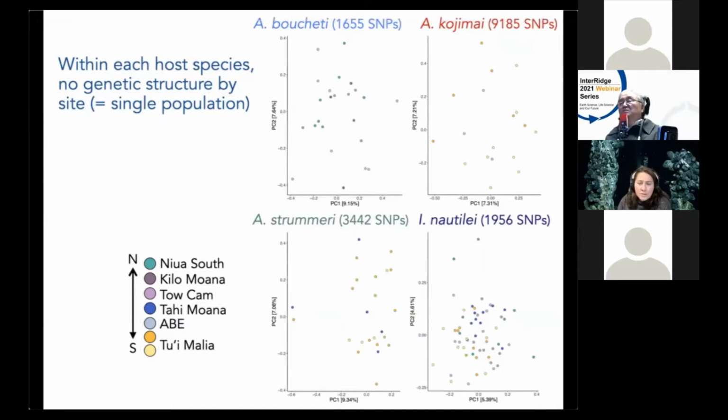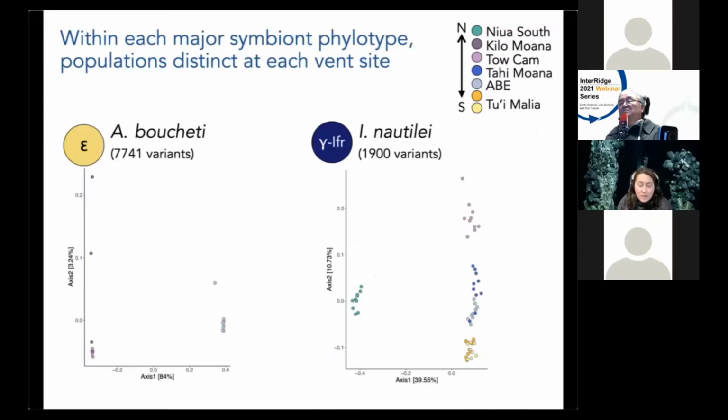Okay, but when we looked at the symbiont data, what we found was a picture that was quite different, where we did see structure by site. So here we have Alviniconcha boucheti and its particular symbiont phylotype, which we call epsilon. We have Ifremeria nautili and its particular symbiont. And here we're looking at symbiont population structure, where each of these individual points is an individual snail, and it's colored by site. And so you can see that there's clustering by color, which indicates clustering by geographic site.